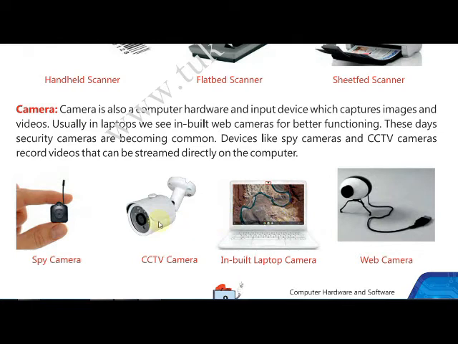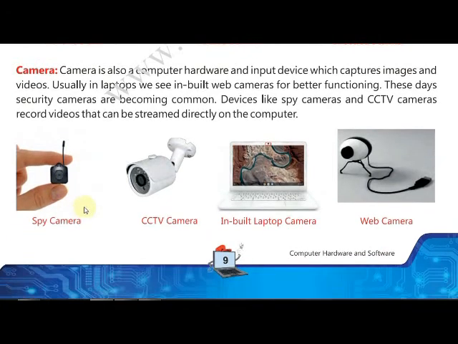Then CCTV camera. CCTV stands for closed circuit television. It is used for monitoring and for security purposes. Then the spy camera is also used for security purposes. Okay, so these are some different types of cameras.